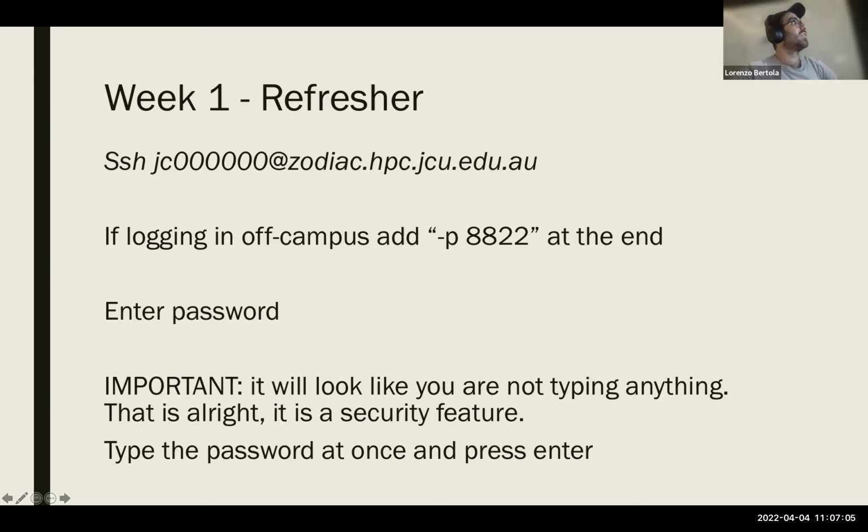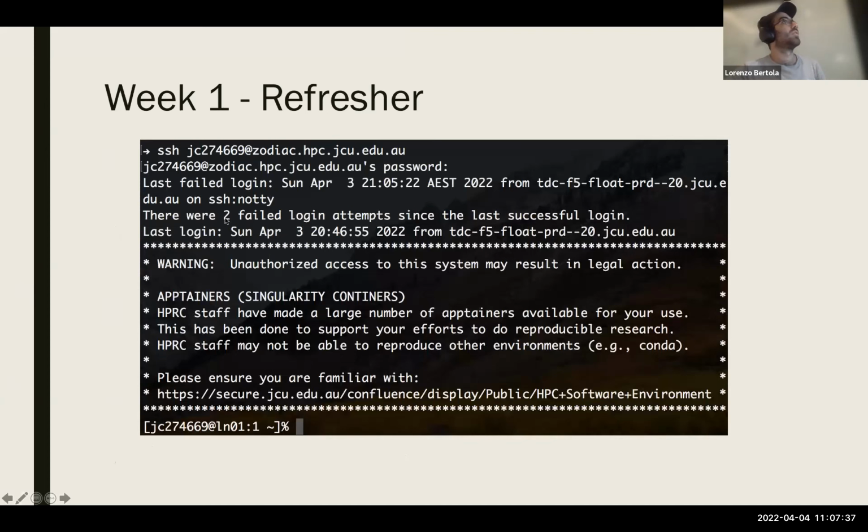And then your JC ID, replace these 6 zeros with your ID, at Zodiac, and so on. Remember, if you're logging in from off campus, add the port 8822 at the end of the command, and then enter your password. And something that people struggled a bit with last week, and I struggled with myself as well when I first started, is that when you enter your password, you're not going to see the characters being typed. That's a security feature. Just go ahead, type it out all at once, press enter, and it should work. And if it did work, you'll be presented with a screen like the following, when it tells you that you've logged in to the HPC.